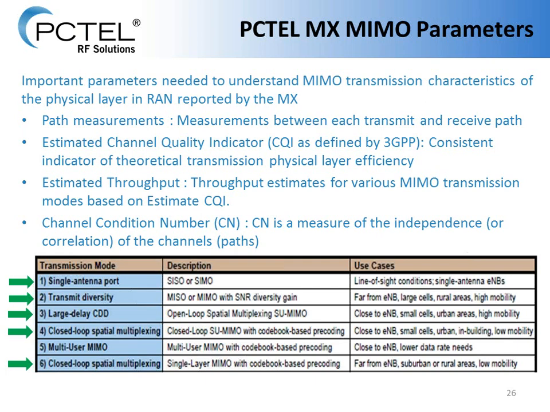And another important MIMO measurement is the channel condition number, also called the CN number. And the CN is a measure of the independence or the correlation of the channel paths. So like I mentioned before, we have 2x2 MIMO that's deployed today in a lot of LTE networks. And what you're trying to measure here is the correlation between those paths that are originated on the two transmit antennas to your two receive antennas back at your UE or your scanner.